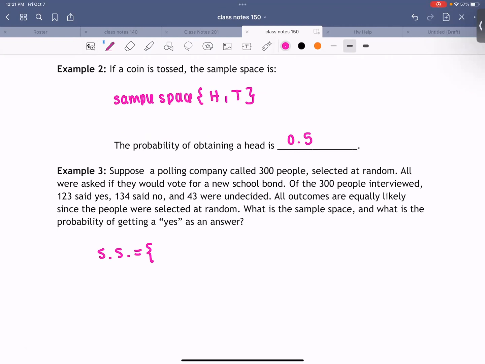The sample space consists of everything that can happen. Now, of course, there are 300 total people, but the things that can happen are a person saying yes, a person saying no, and a person saying undecided.